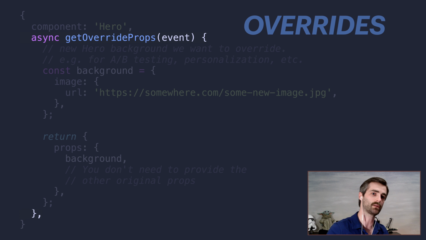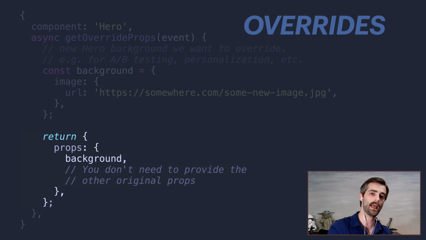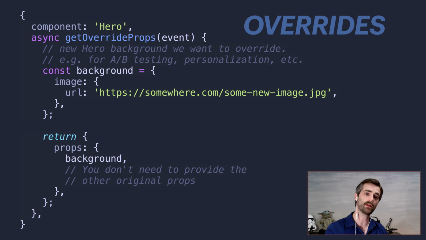Then you've got this lifecycle function, get override props. And it can be async or not async. And from here, you can define that new background just like we were wanting to do, and then you can return any new props for that hero component. Now you don't need to provide all of the props. You can just provide just the props you want to override. And then edge slice re-rendering figures out the minimum amount of JavaScript, the very minimal amount of the code slice to run, so that it can replace that value on the page, whatever that is, in this case, the background.